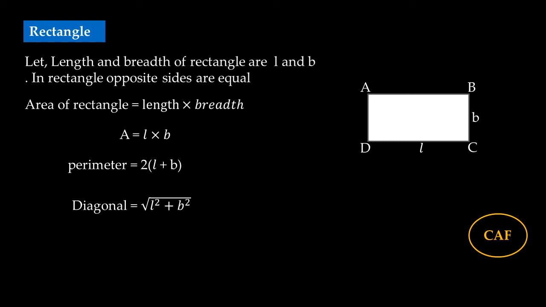And diagonal means AC or BD, you can assume anything, and diagonal is equal to square root of L square plus B square.